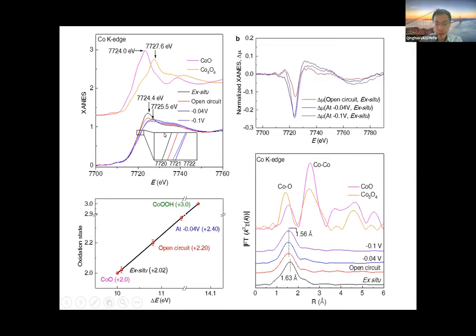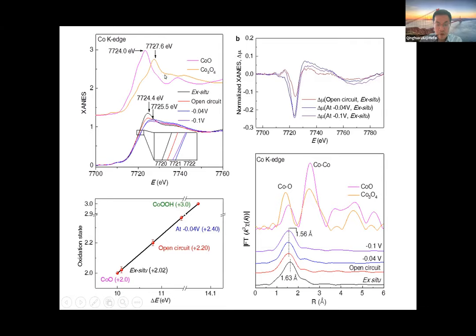Why select minus 0.04 and minus 0.1 volt? Because minus 0.04 volt is the potential at which the HER reaction works at a low current density of 0.5 milliampere per square centimeter, and at minus 0.1 volt, the current density reaches 10 milliampere per square centimeter.